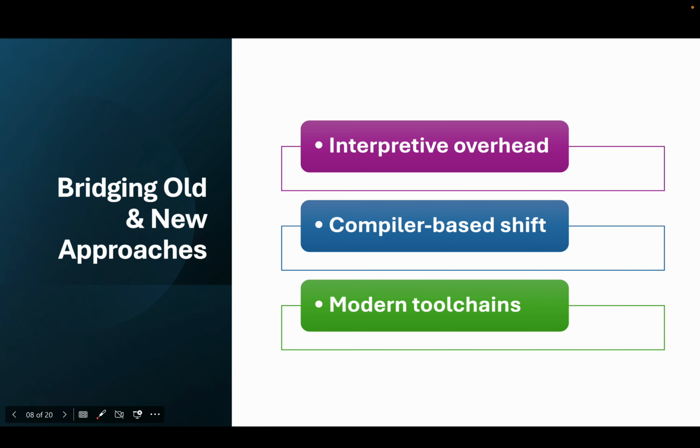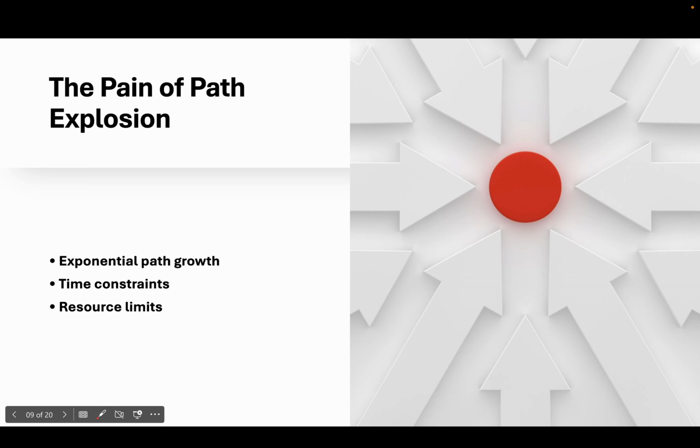So the traditional symbolic execution engines like KLEE interpret each instruction, incurring heavy interpretive overhead. SymCC introduces a compiler-based spin, leveraging modern LLVM toolchains for efficiency. And this evolution bridges older interpretive methods and newer, more agile approaches.